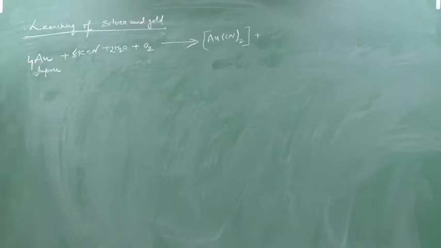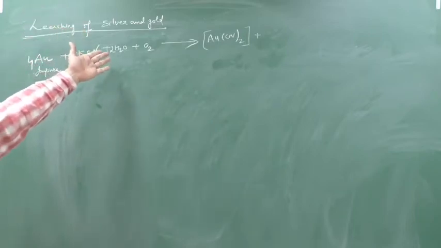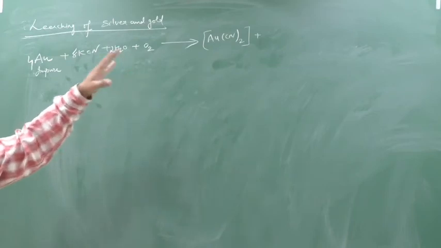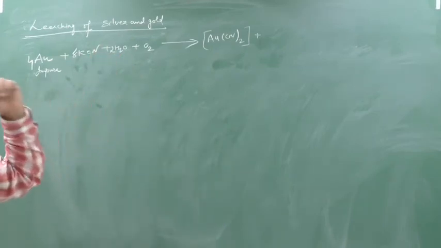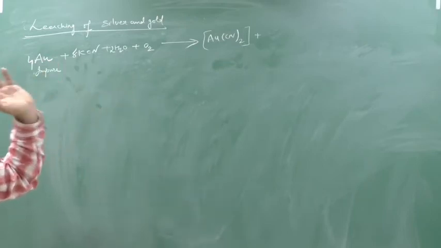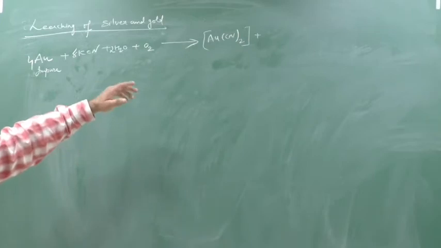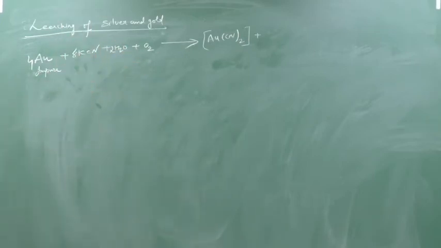In leaching, the impure gold is reacted with an aqueous solution of potassium cyanide. On passing the oxygen gas, you will obtain one complex compound of gold. That complex compound of gold is then reduced. This complex compound of gold is reacted with zinc, and that zinc will reduce this compound and form pure gold.